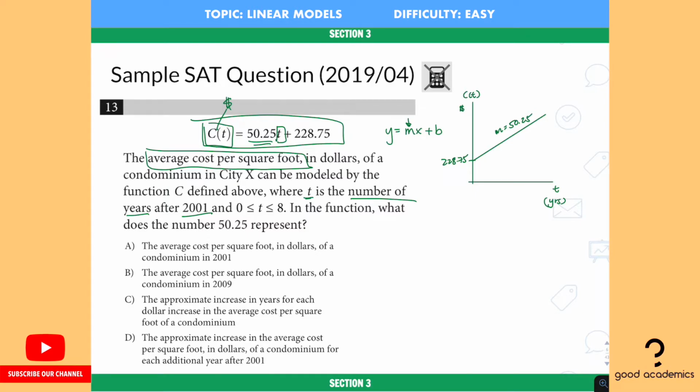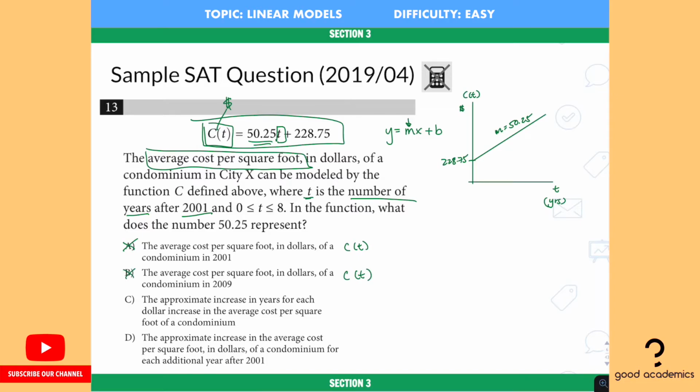Based on this understanding, we look at the choices. All right, let's look at choice A. The average cost per square foot. Well, that's not the average cost per square foot because that is what C of t is for. So A is not correct. Let's look at choice B. The average cost per square foot in dollars of a condominium in 2009. Again, this would be C of t.